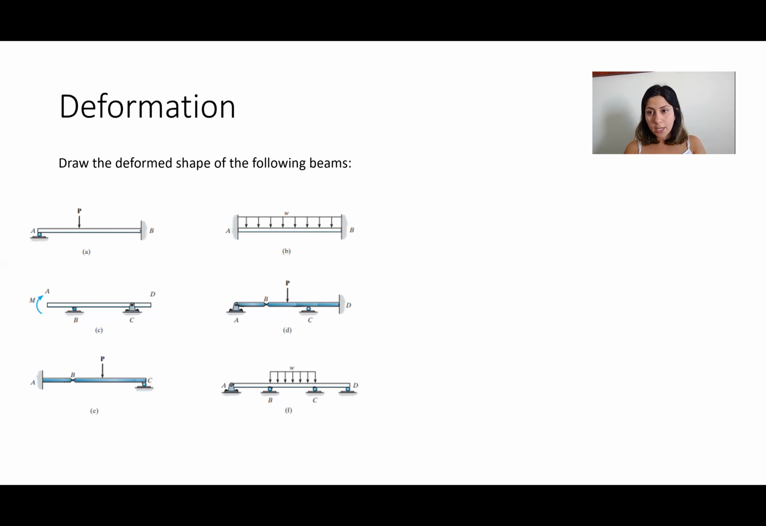So stop the video for a few minutes, take your time, draw the deformed shape of these beams, and then we will discuss how to draw the deformed shape of the beam. Please do stop the video and try your best, and then continue watching.